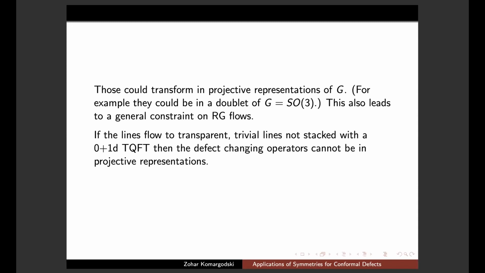Or in other words, if you want to be a little bit loose, you could say that this situation where there are projective representations among defect changing operators leads to the conclusion that some line operators cannot be completely trivial. They cannot flow to the unit operator. You either have to flow to a topological line, or you have to have some 0+1 dimensional TQFT, or something else. It might be a conformal defect or various such things. But you can rule out the scenario where some line operators are just completely trivial, just from this fact that defect changing operators are in projective representations. Are there any questions about this theorem?